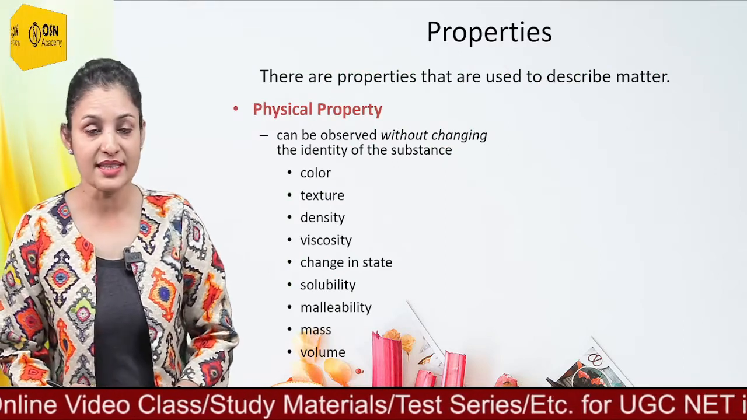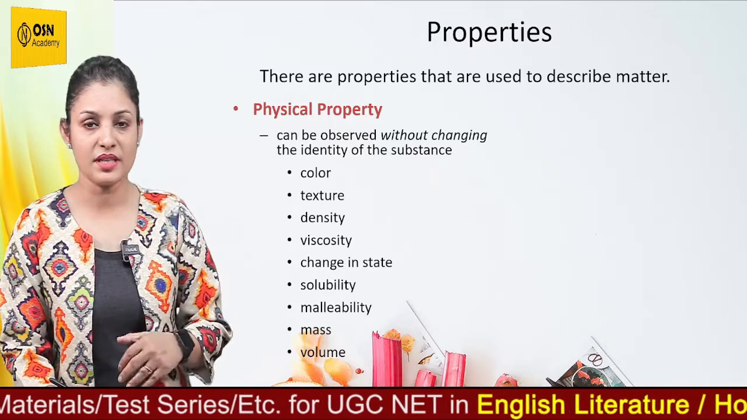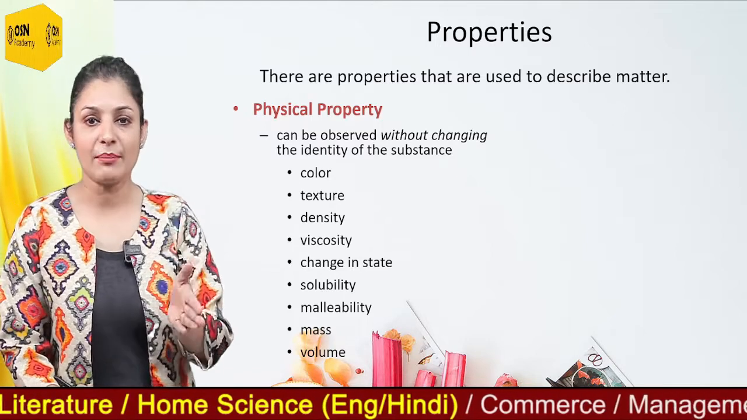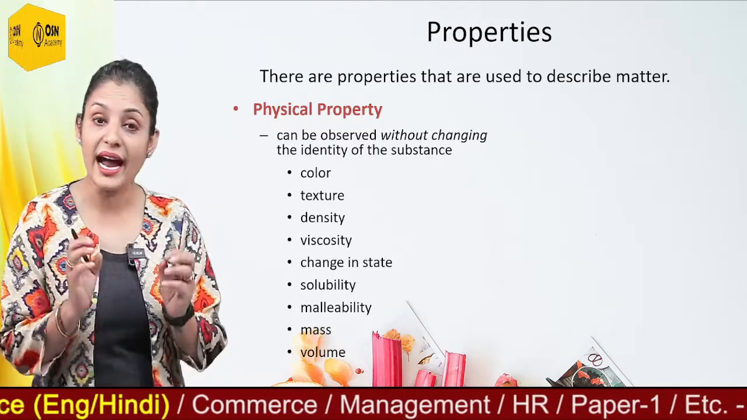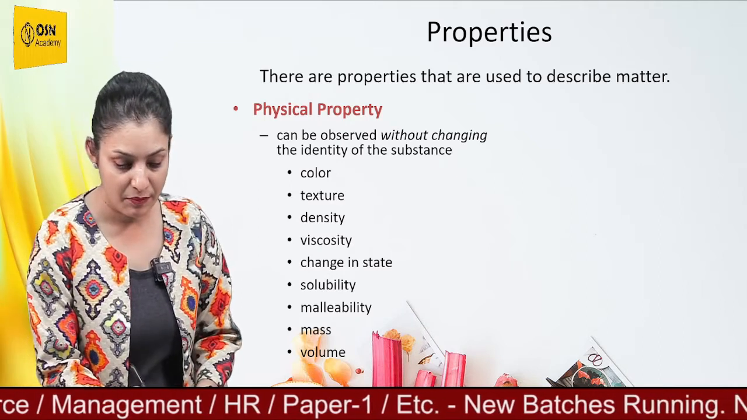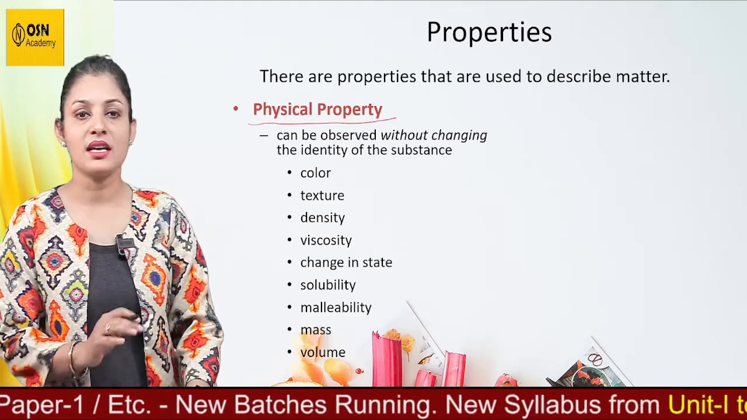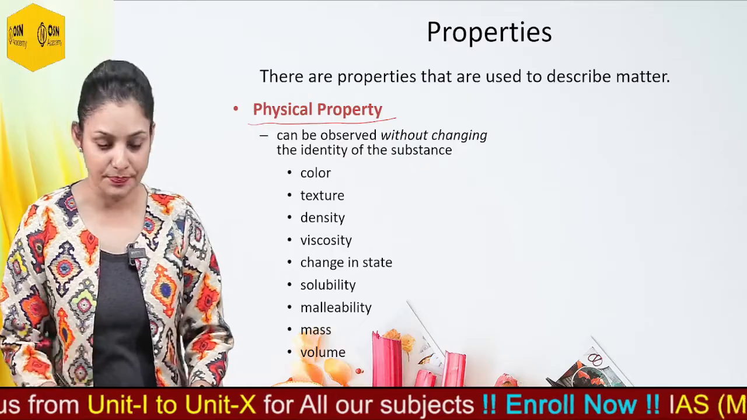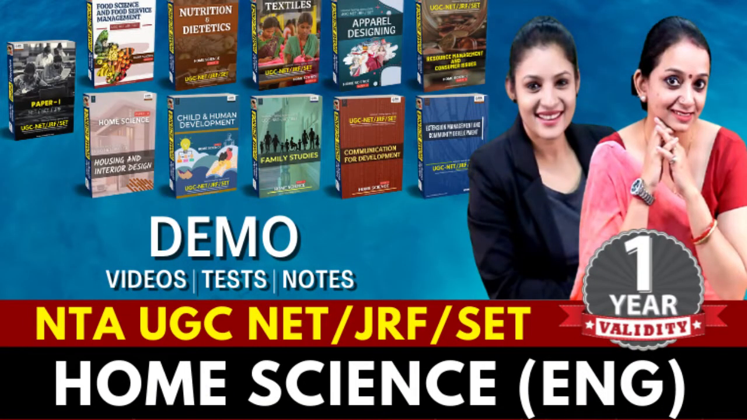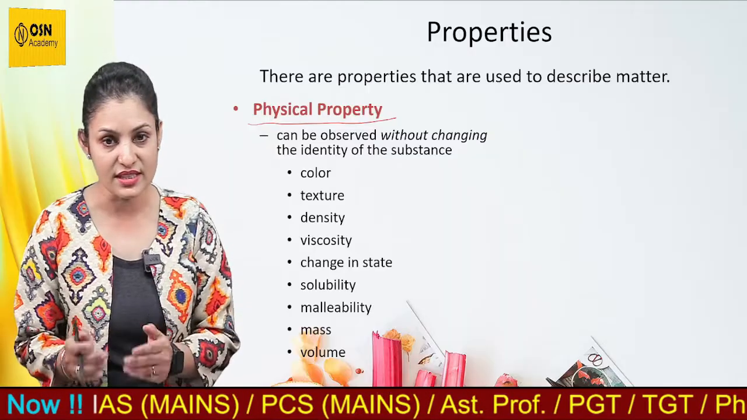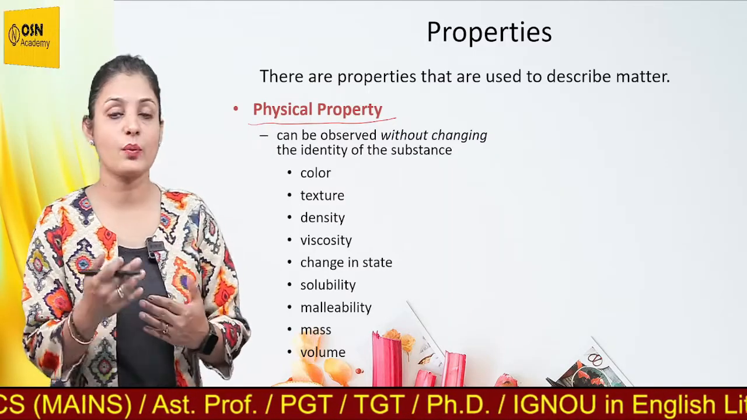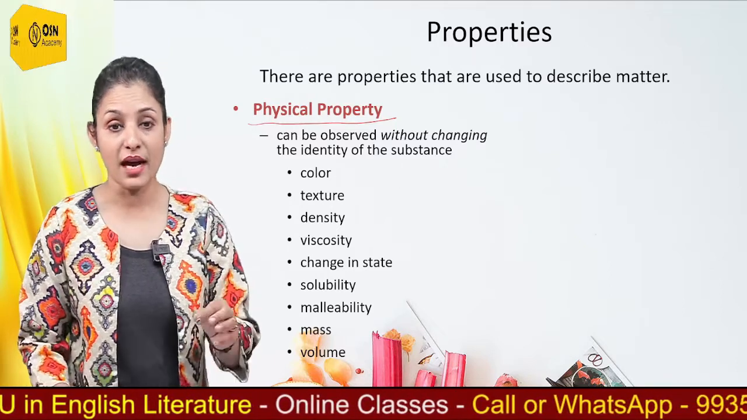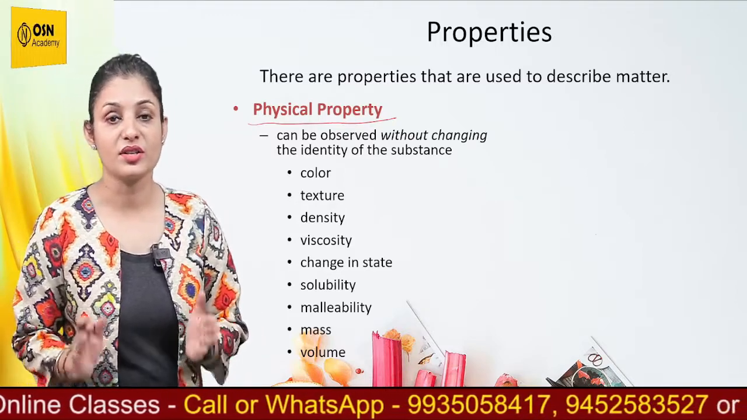There are various properties, like the physical and chemical properties. First we'll talk about the physical properties. Physical properties can be observed without changing the identity of the substance. If the food is going through a physical change, the identity of the substance is not being changed. What are these? They are color, texture, density, viscosity, change in state, that is liquid, gas or solid, solubility, malleability, mass and volume. These are the components of physical properties.